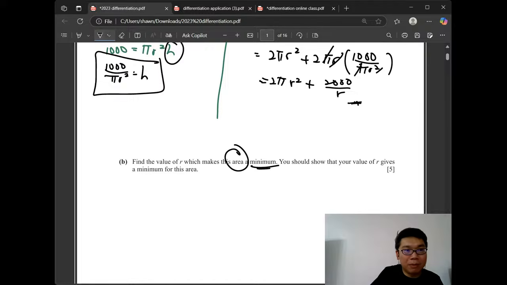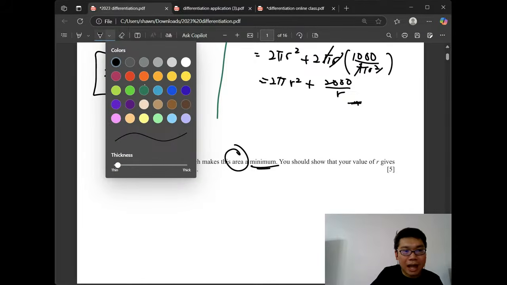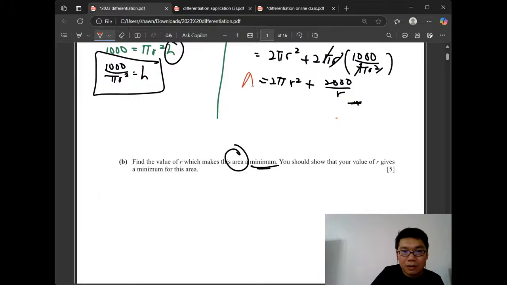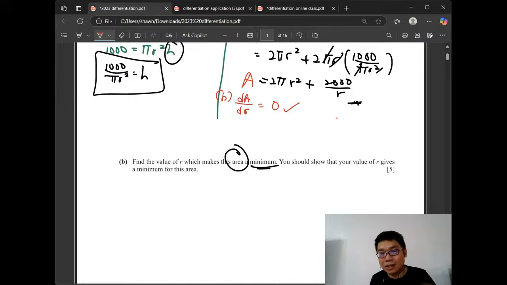So this area minimum means you need dA/dr. For part B, we continue here, dA/dr equals 0. Some of the students always forget to write 0, because usually this equals to 0 has 1 mark. Make sure you do not ignore this equals to 0. Don't expect this will immediately award you the mark without writing this equals to 0, because this is showing that for minimum area, differentiation equals 0.